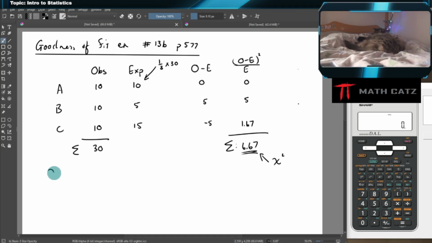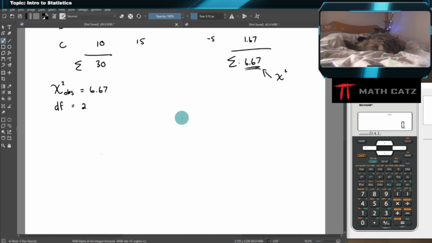So I'll write it over here again. Our chi-squared observed is 6.67. Remember, our degrees of freedom is 1 less than the number of categories, so 2 in this case. And now we have to visualize what's happening here. Or maybe state the null hypothesis. That would maybe be better, right?